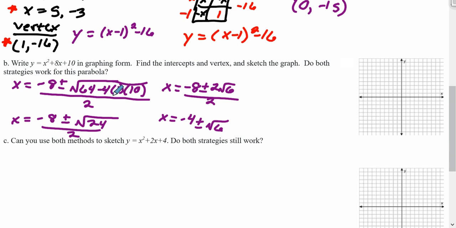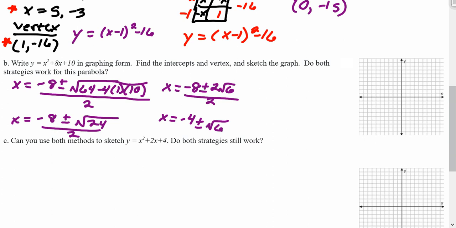So I did my quadratic formula. I got my two x-intercepts. I did simplify the square root of 24, which is the square root of 4 times the square root of 6, which is 2 square roots of 6. And therefore, I could divide that entire numerator by 2. So I get negative 4 plus and minus square root of 6. So finding the x-intercepts, I could then average them, add them together, divide by 2, get the x value of your vertex, and then plug that in and get your y value.